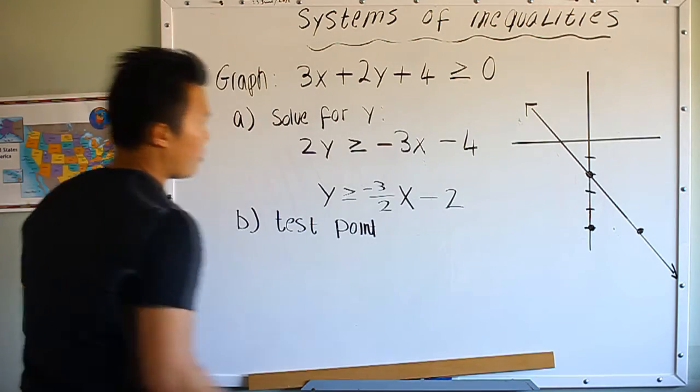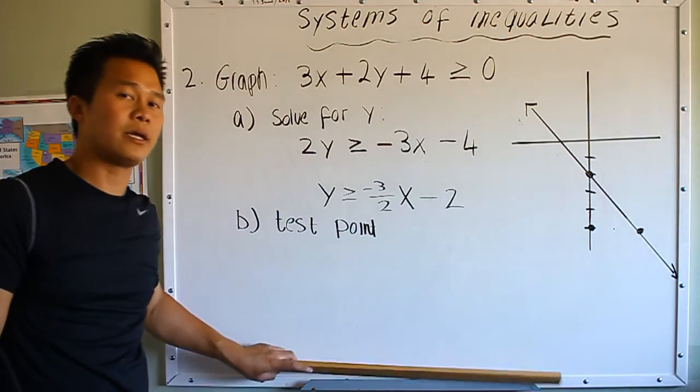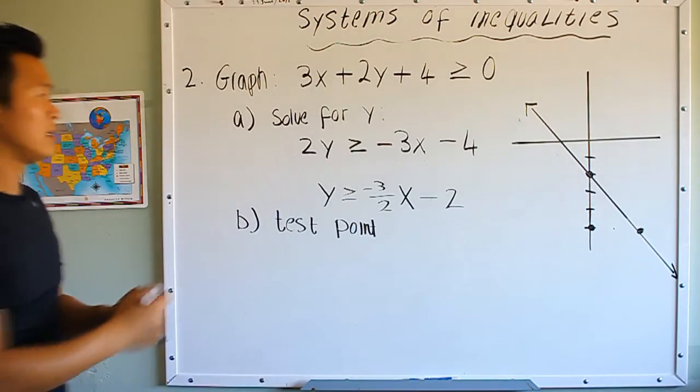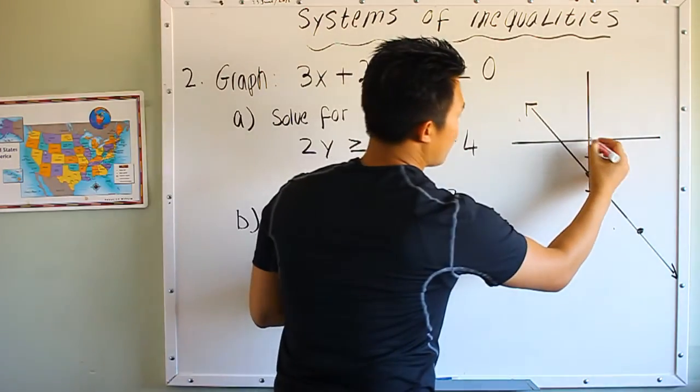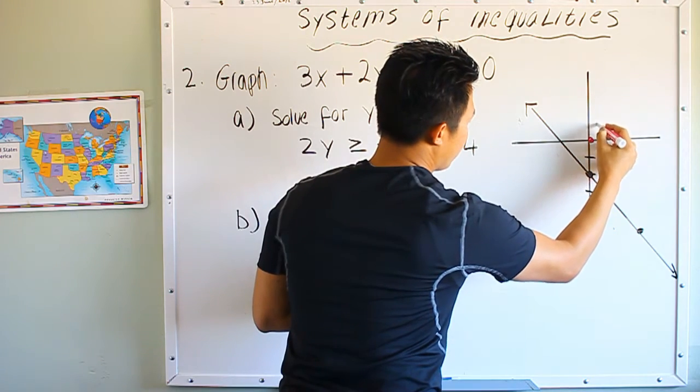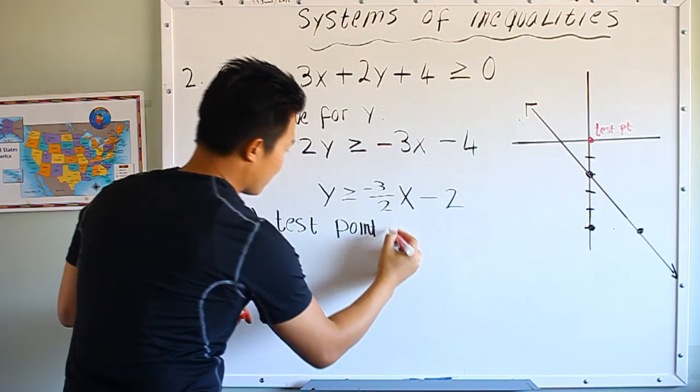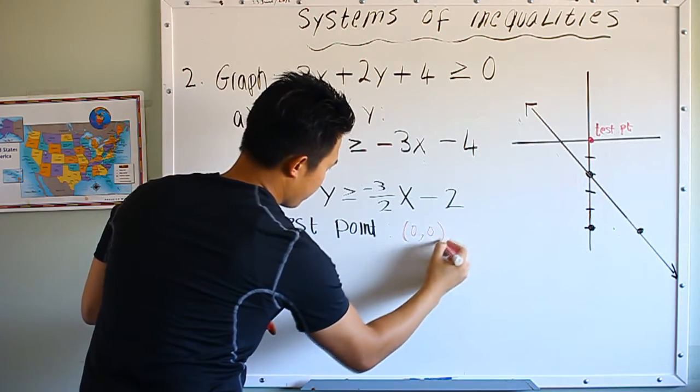Remember that your test point could be any point as long as it is not on the line, but you want to pick the easiest point to test. And so in this case, I'm going to pick once again 0, 0, because that's the easiest point to test. So 0, 0.